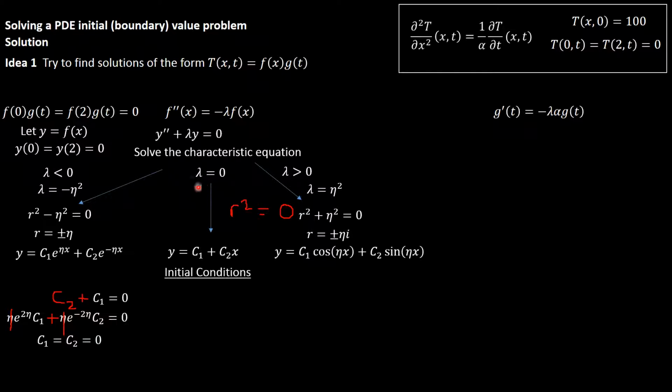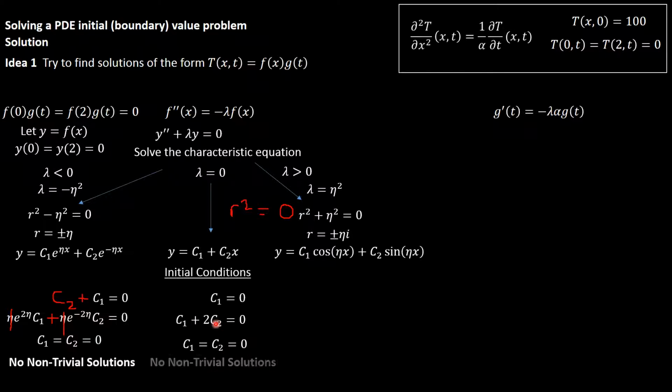On the other hand, if lambda equals 0, then the first condition gives C1 equals 0. The second condition says that C1 plus 2C2 equals 0. But this is 0, so this has to be 0, so they're both 0. And once again, we have no non-trivial solutions. All we have is y equals 0. That's not very interesting.